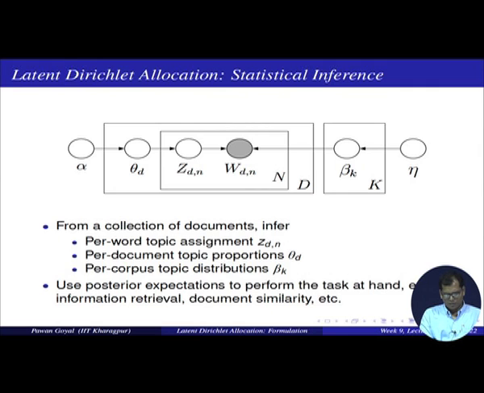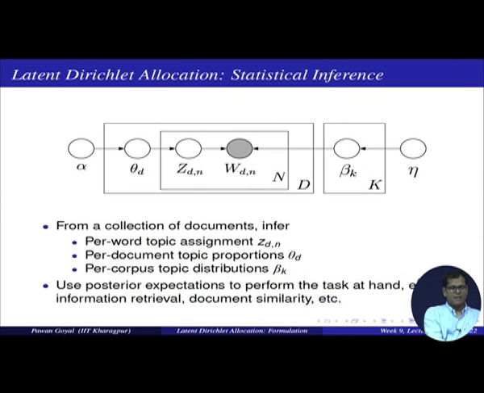Now, we have discussed the generative model of LDA in full detail. But remember, what is my problem? How do we infer all these probabilities? I am given a collection of documents and I want to infer the per-document topic assignments Z_dn, the per-document topic distributions theta_d, and the per-corpus topic distributions beta_k. I want to infer all of this.